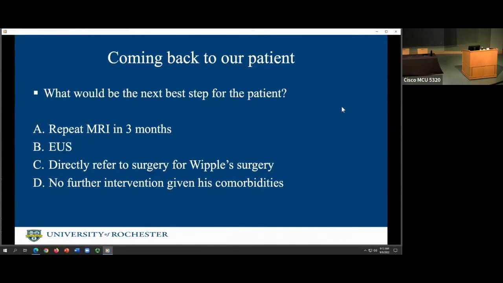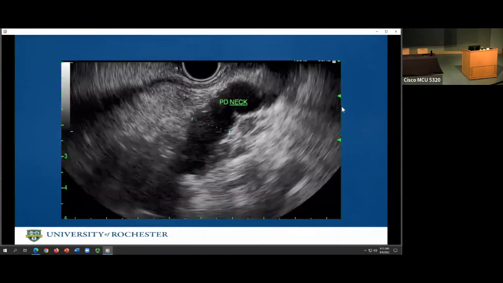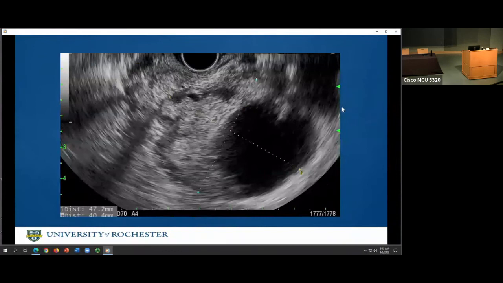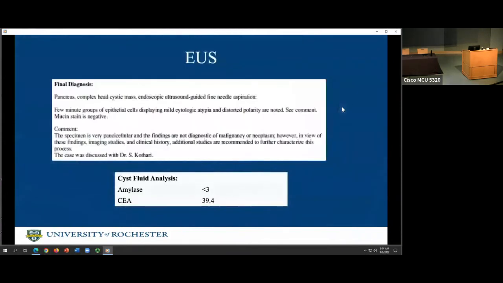What we went ahead with was an EUS to further evaluate the findings of the MRI, because there was a little bit of discrepancy between what the MRI and the CT reported. We did find a significantly dilated pancreatic duct, and in the head was this 4 centimeter cystic lesion with a solid component to it. FNA was performed of that area under EUS guidance, which revealed atypical cells, and the patient was discussed at a multidisciplinary team.